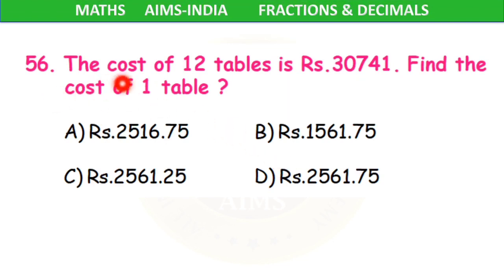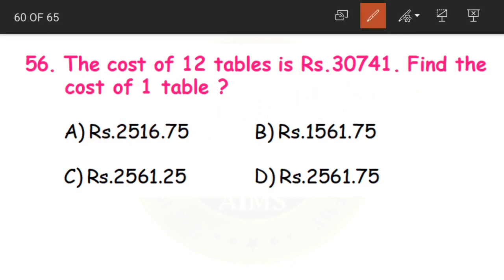Next question 56. The cost of 12 tables is 30,741. Find the cost of one table. Again it is also a simple question, right? We just have to divide the total cost by the total number of tables, that is 12.